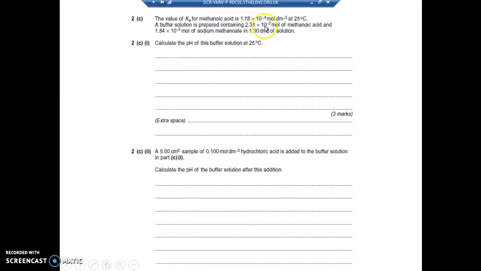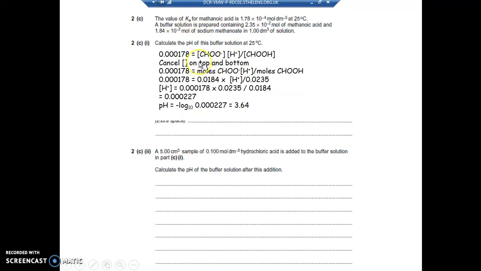Here's my concentration of methanoic acid, and I've got a concentration of something called sodium methanoate. So this is a slightly different question, and I've got Ka. So why have I been given Ka for methanoic acid? Ka equals the concentration of CH3COO minus multiplied by the concentration of H plus divided by the concentration of methanoic acid, and equals 0.00178.